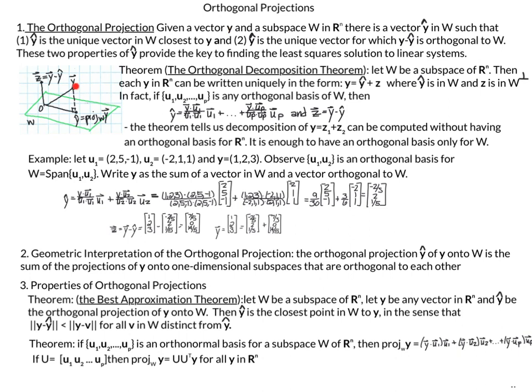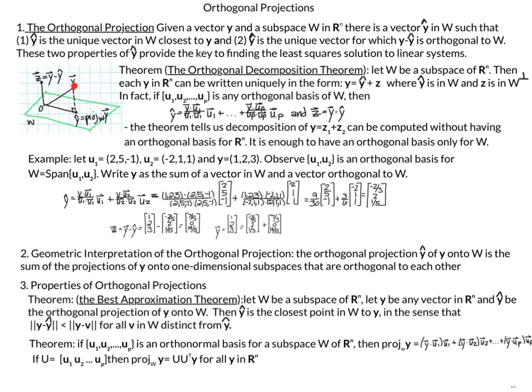Given a vector y in this drawing, here's my vector y, and a subspace W in Rn. In my drawing, W is the plane here in green. There's a vector y hat in W, this is my y hat vector, such that y hat is the unique vector in W closest to y. So this orthogonal projection is basically a line straight down, with this right angle here showing it goes straight down to the plane. So y hat is the point closest to y, and y hat is also the unique vector for which y minus y hat, which we'll call z, is orthogonal to W.